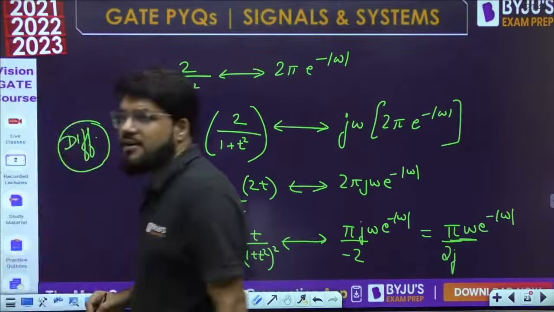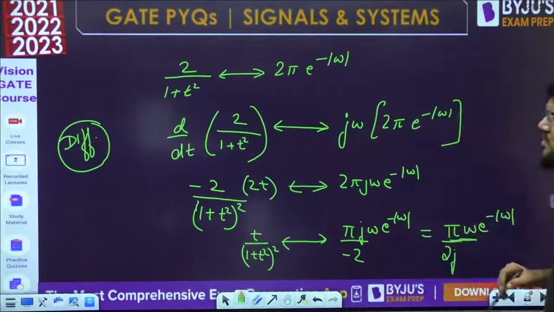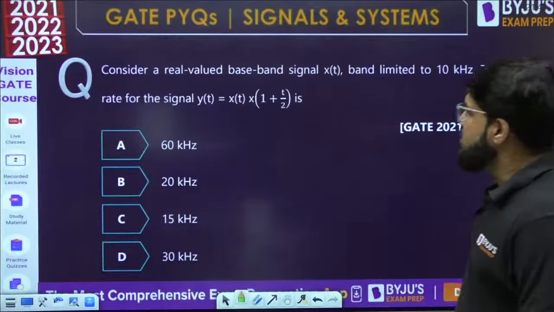Time differentiation. There are two properties. One is the time differentiation, one is the frequency differentiation. Here time differentiation has been used. Okay, ready with the next question.